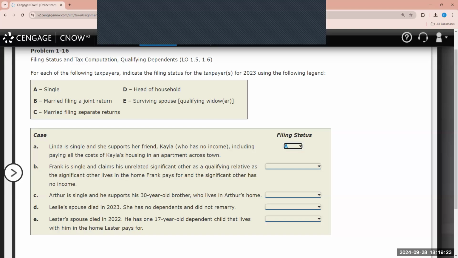We know for sure it cannot be a qualifying child. So there's a relationship test. So there are some exceptions for the qualifying relative.